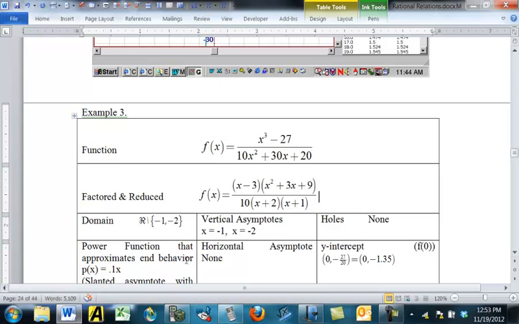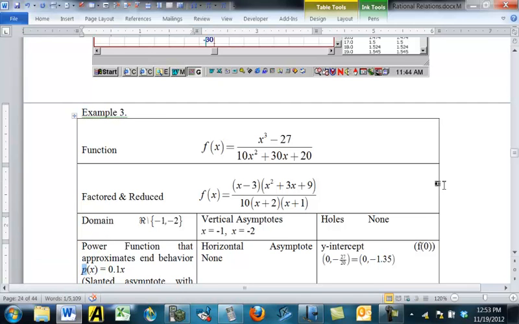And so what do we get? We get all real numbers except for -1 and -2 as the domain. There's no canceling, so they're both going to be vertical asymptotes. So that means there's no holes. What power function approximates the ends? Well, x cubed divided by x squared is x, then 1/10, so you get 1/10 x, or 0.1 x.